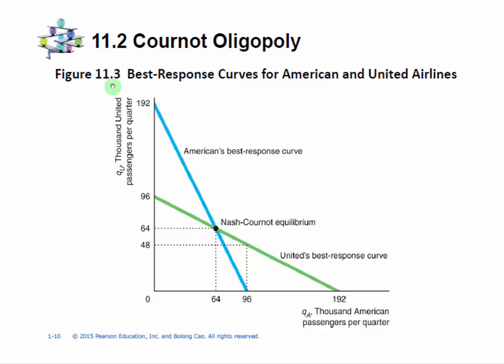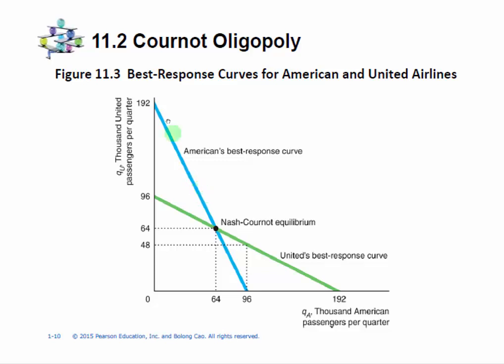Figure 11.3 shows us the best response curves for both American Airlines and United Airlines. Again, one best response curve is the quantities set by one airline given the airline's belief about the quantities supplied by the other airline in the market. And this airline is setting its quantity supplied to the market using the marginal revenue equal to marginal cost rule, or the profit maximizing rule.